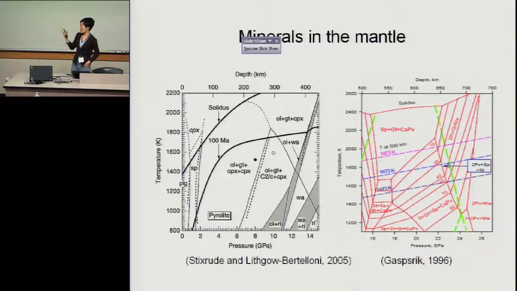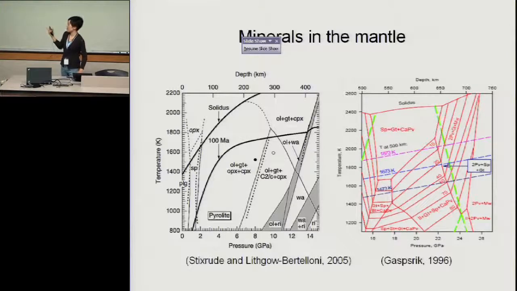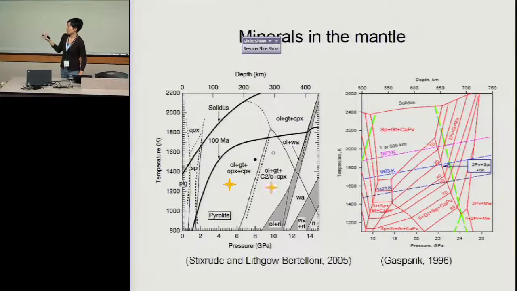Here are the phase diagrams in the upper mantle. In the lower mantle, we have olivine, pyroxene, and high temperature, high pressure formed pyroxene. You have wadsleyite, ringwoodite, and garnet, calcium perovskite, ilmenite, stishovite, and going to the lower mantle, perovskite, calcium perovskite, and magnesiowüstite.